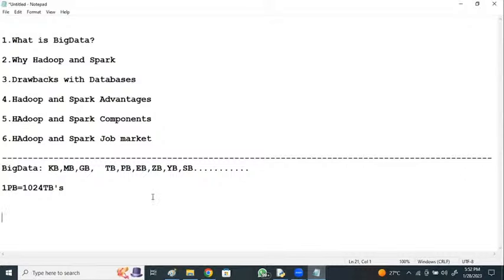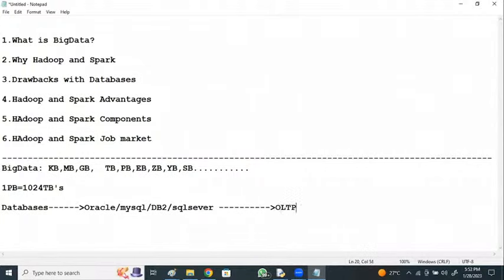Currently we have databases like Oracle, MySQL, DB2, SQL Server, right? All these databases are used for OLTP, online transactional processing, for day-to-day operations.